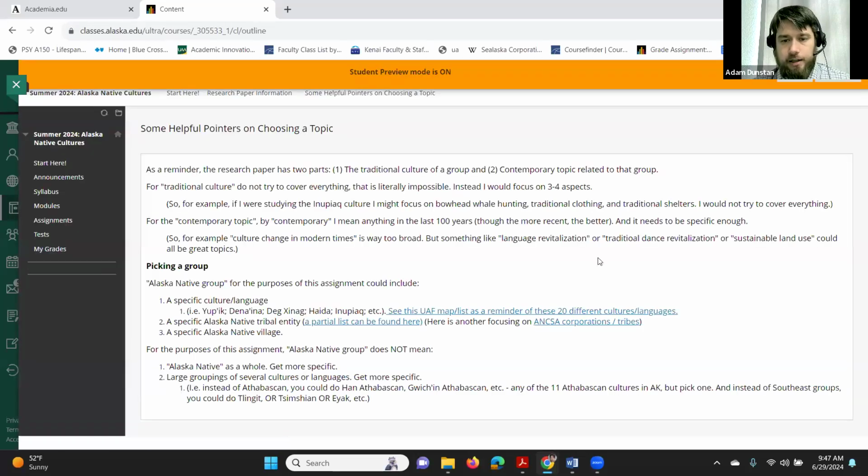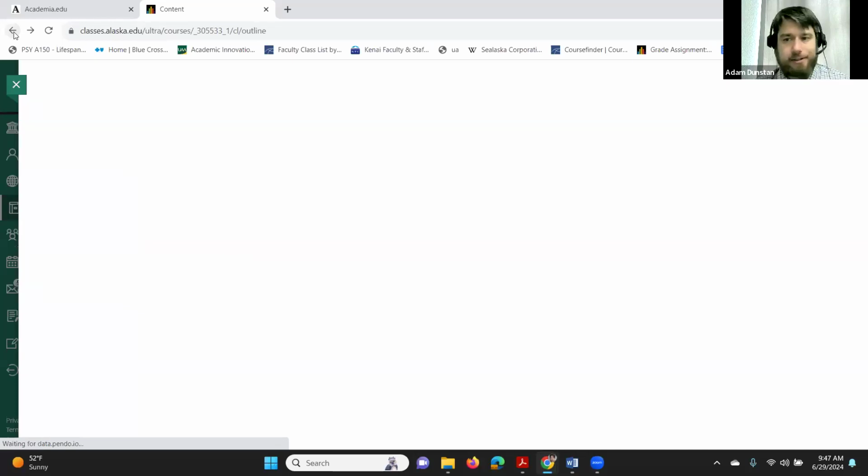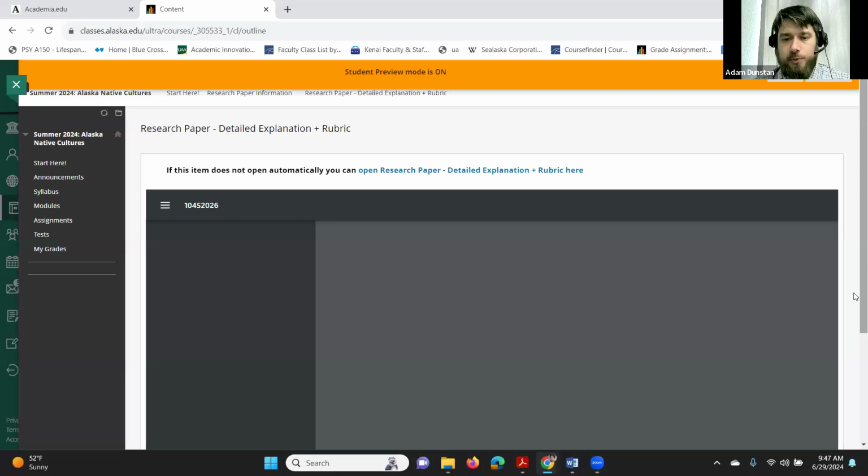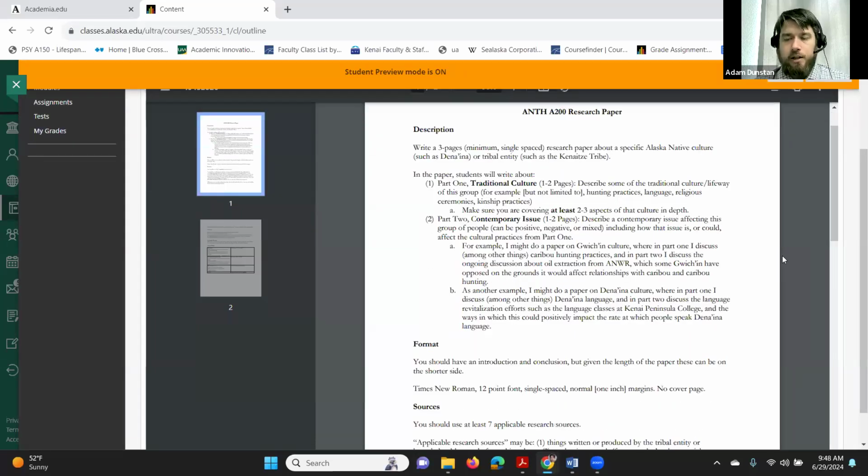And then some pointers on how to pick a culture you want to focus on and what aspects you want to focus on, because you cannot cover everything in a 4-page paper. The research paper, I'll talk about this more elsewhere, but basically it's a 2-part paper that's 3 to 4 pages, single-spaced long. It's a research paper.